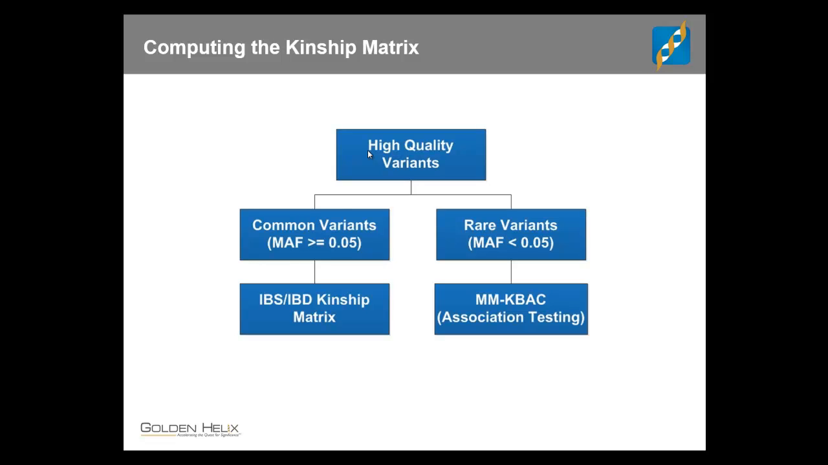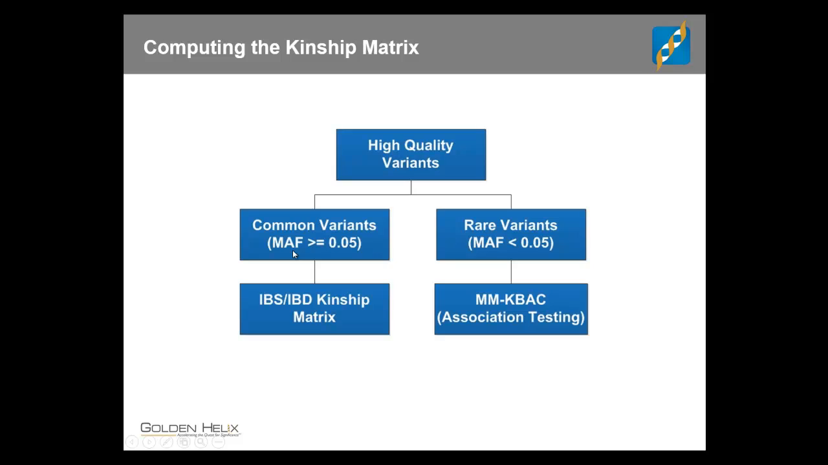If you want to compute the kinship matrix from the data, we start from a pool of high quality variants, and we split these variants into 2 groups. First, a group of common variants, where the alternate or minor allele frequency is greater than or equal to 0.05, and a group of rare variants, where the alternate allele frequency, or MAF, is less than 0.05. You can use a different MAF threshold: if you have more samples, you could let this value be smaller. If you have fewer samples, you can increase the threshold. Here we're just using the typical GWAS definition of whether a variant is rare or not.